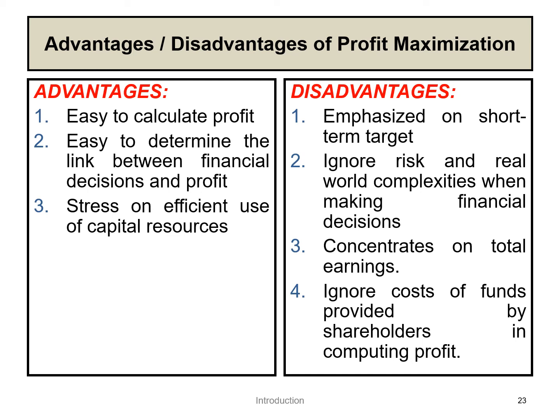It emphasizes short-term targets, therefore it ignores the long term. Secondly, it ignores risk and real-world complexities when making financial decisions. Number three, it concentrates on total earnings, not the EPS. Number four, it ignores the cost of funds provided by shareholders in computing the profit.